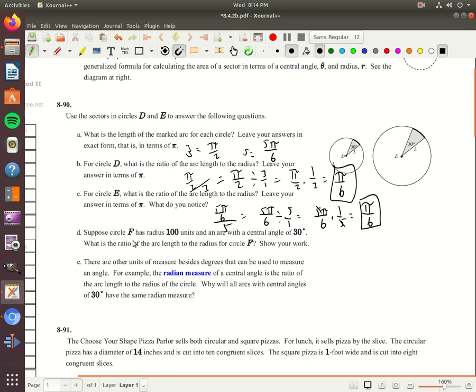So it says, suppose the radius is 100. Well, my suspicion is we're probably going to get the same thing. So what's the ratio of the arc length? Well, I know that the circumference of the circle is 2 pi r times 30 over 360, right? So I'll get 200, and 200 times 30 is going to be 6,000 pi over 360.